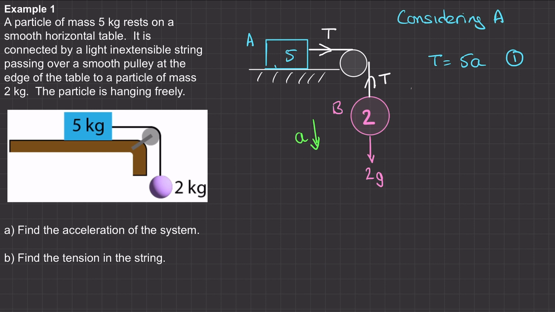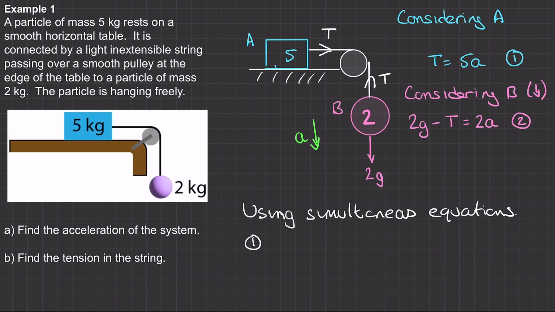If we now consider particle B, and we resolve this downwards, then we know that 2G minus the opposing tension will be equal to the resultant force of the mass, which is 2, times the acceleration. And we'll call this equation 2. So because we have two equations with two unknowns, we can use simultaneous equations.